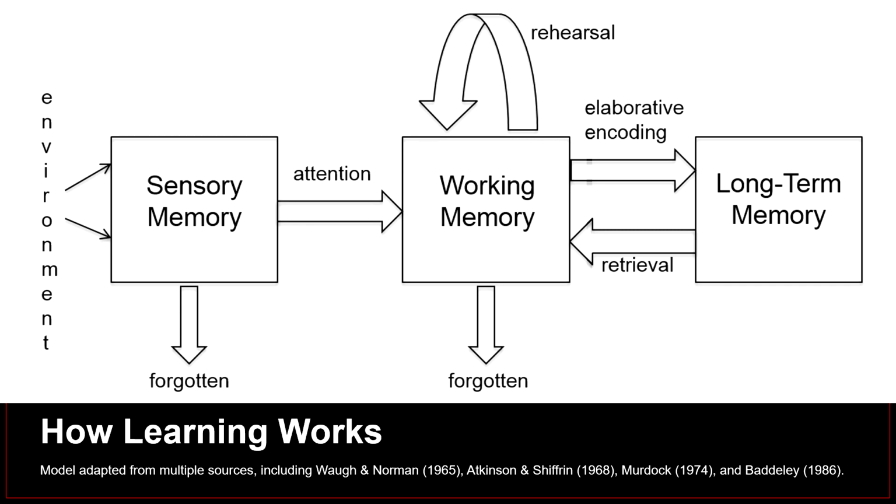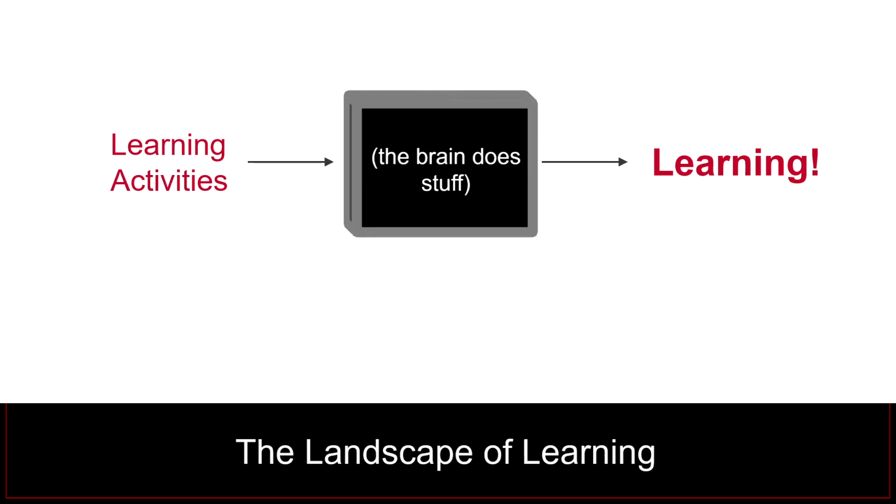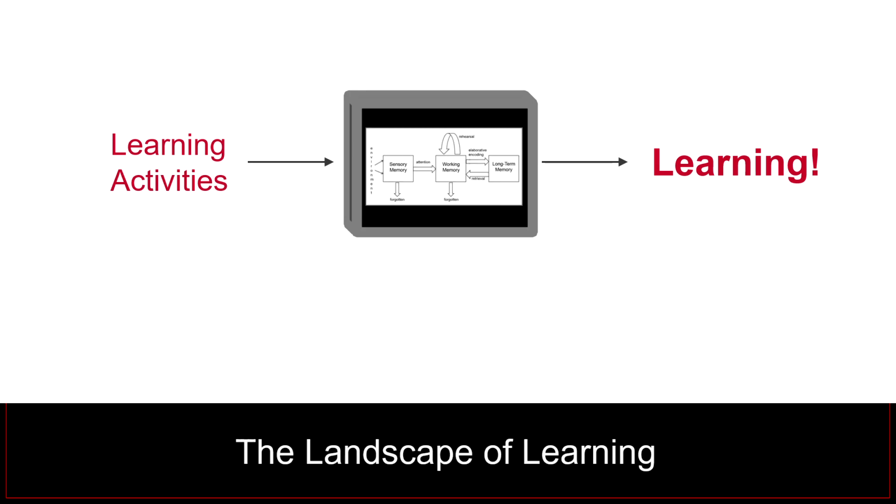Now, let's return for a moment to the landscape of learning that we introduced in the first video in this series. Students engage in learning activities such as listening to a lecture, participating in a discussion, or solving a problem. The brain does some stuff, and learning occurs. In this video, we have unpacked what it is the brain does in that process. This gives us a great starting point to help us identify specific ways in which we can improve learning through our teaching practices.